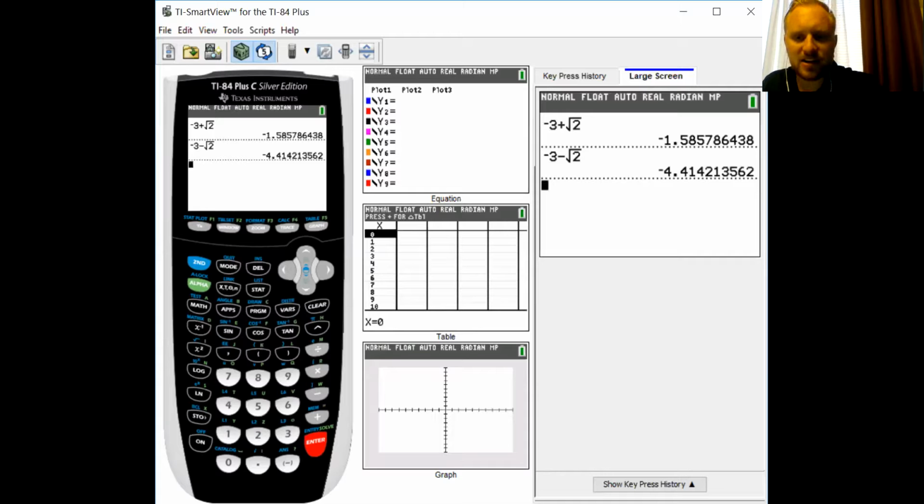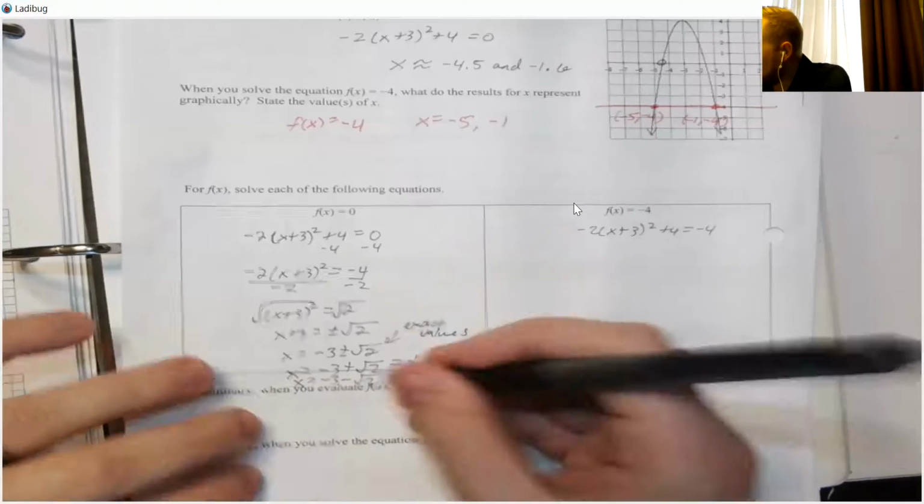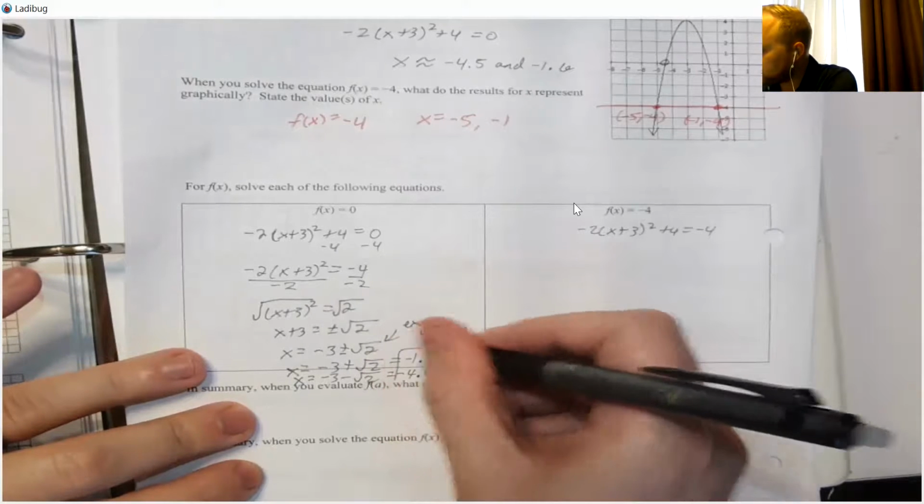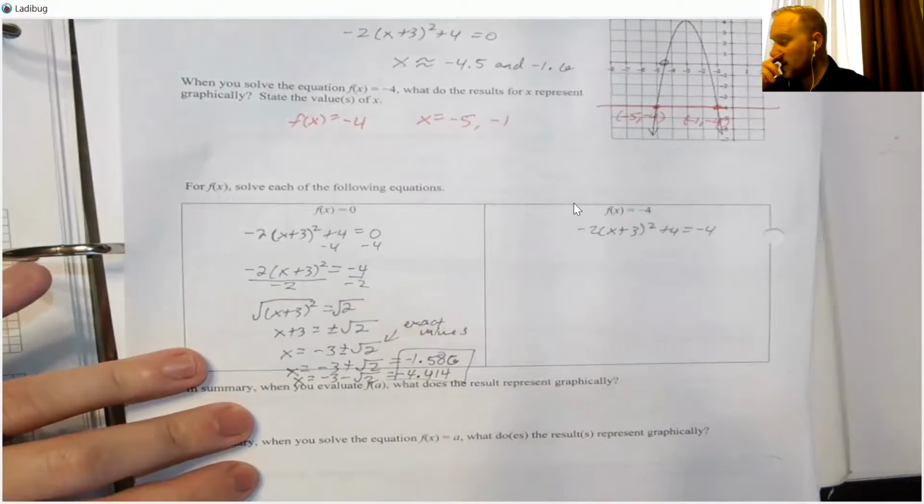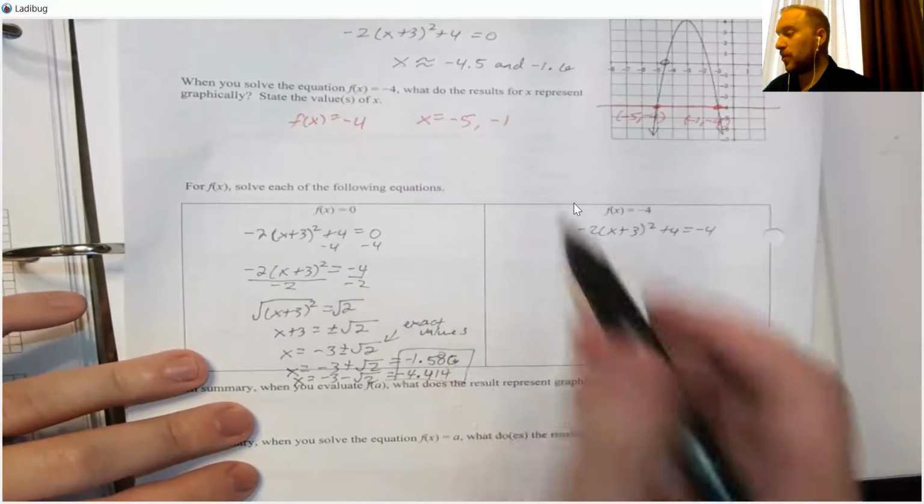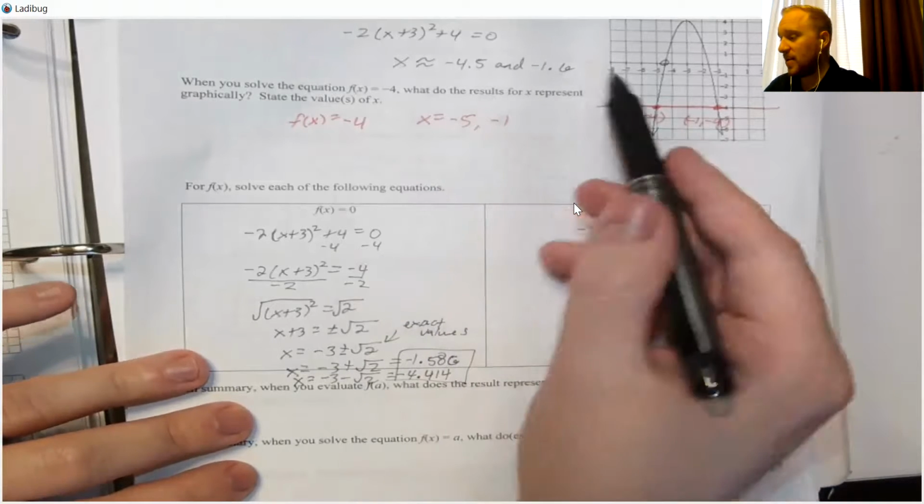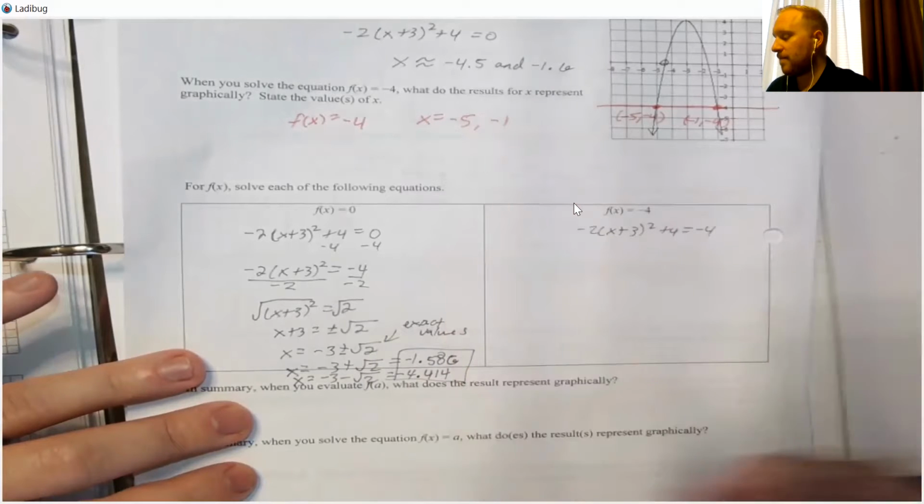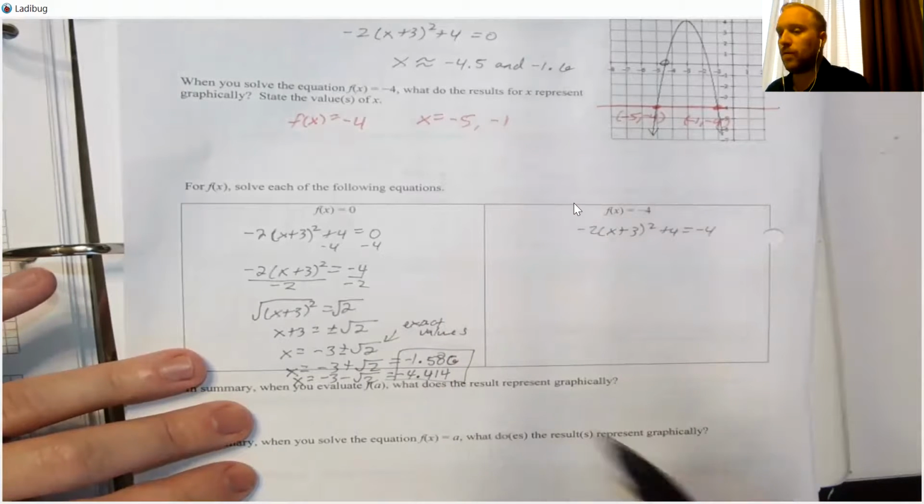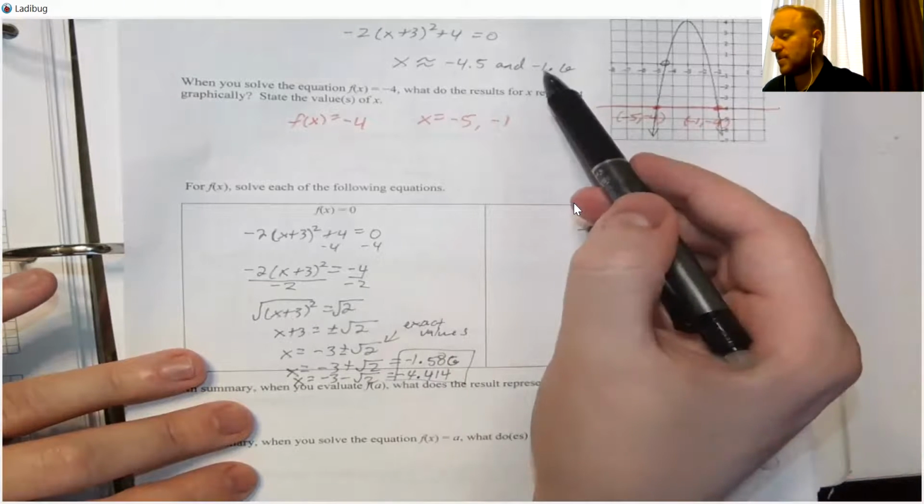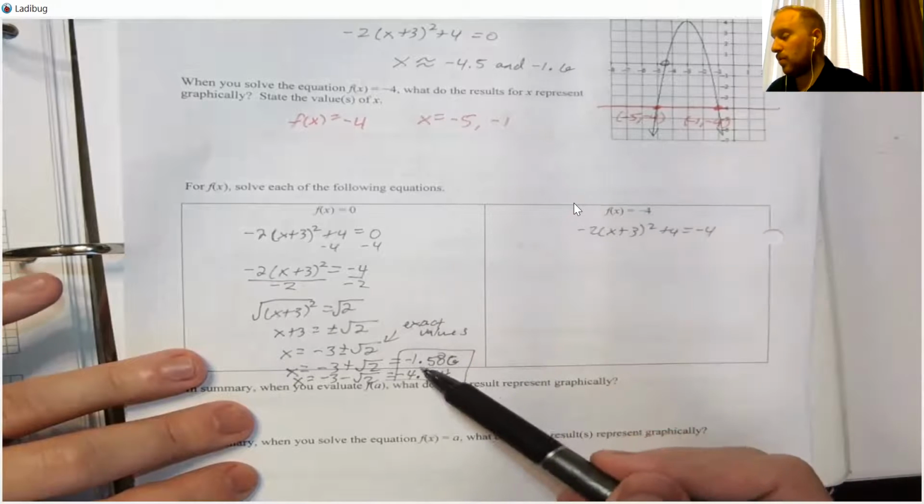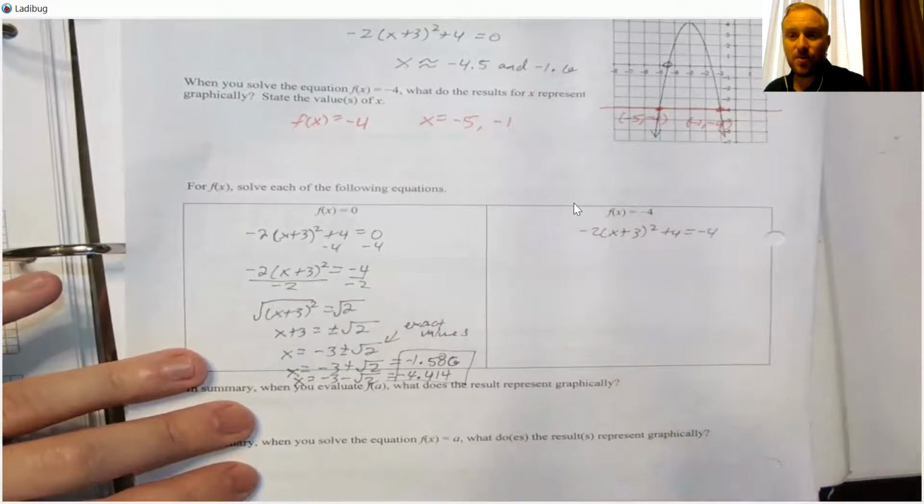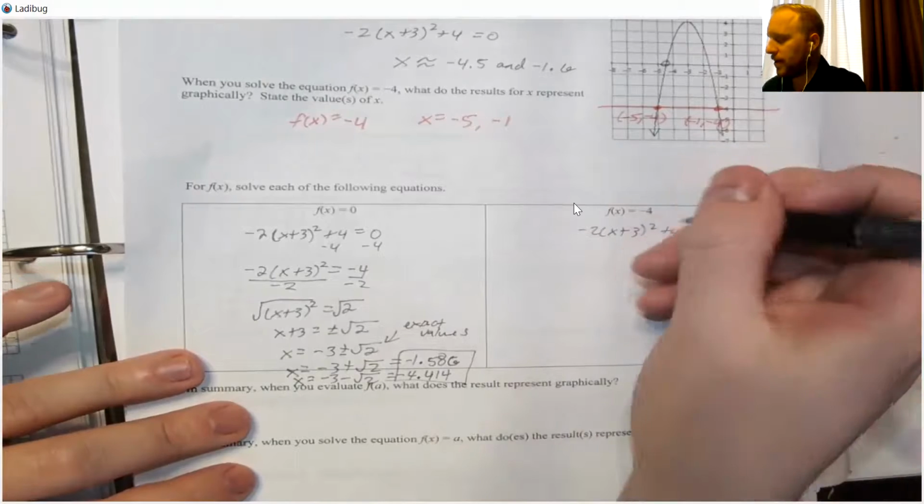Okay, so let's go back to our notes here and let's continue. So we've gotten our two answers here. They're right there. Those were our two x values. And those two x values were pretty close to what we had said. We had said that it was approximately -4.5. We got -4.414. And we got -1.6 as our approximate. We got -1.586. So it's pretty close to what we were thinking.